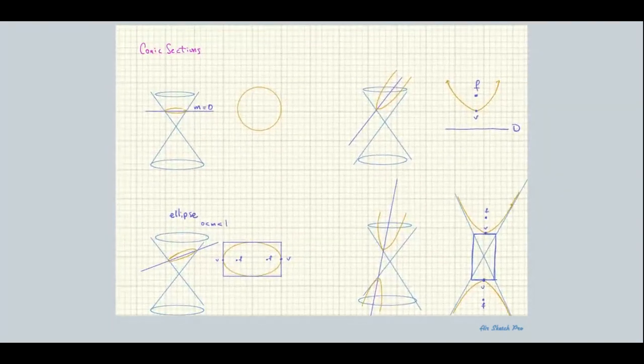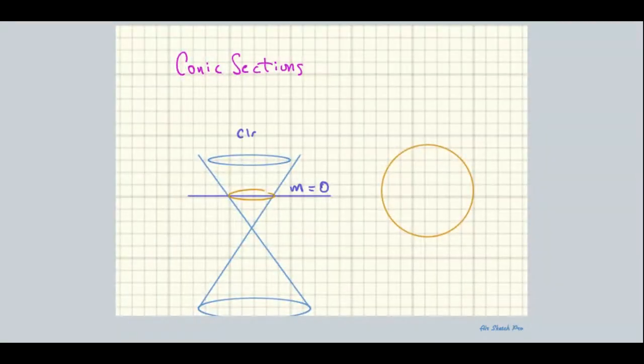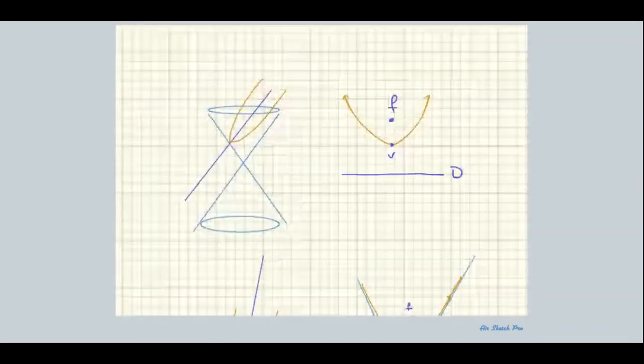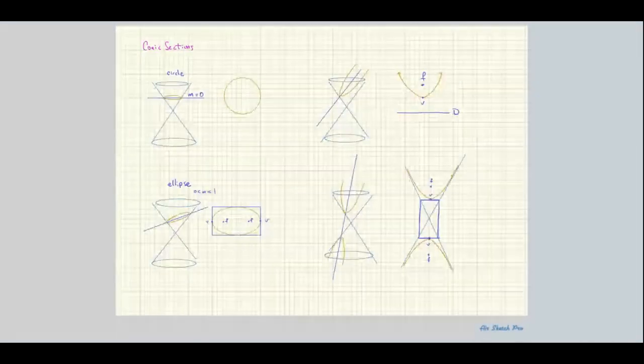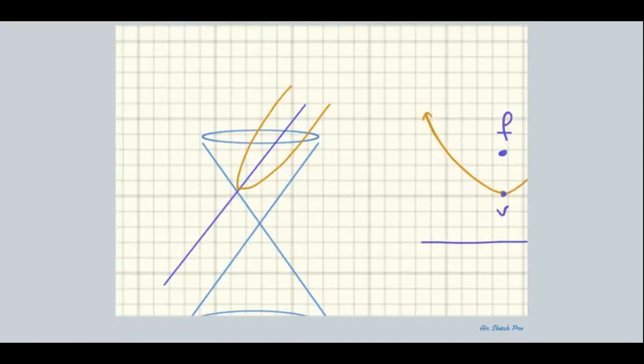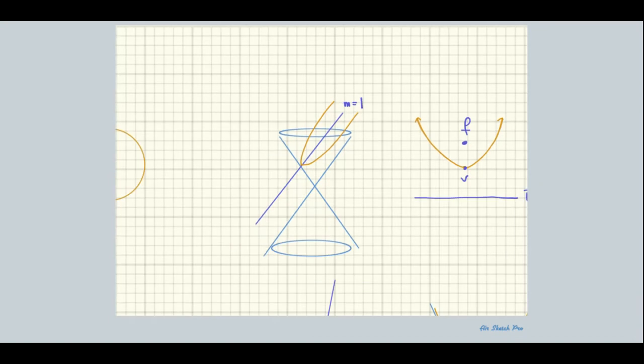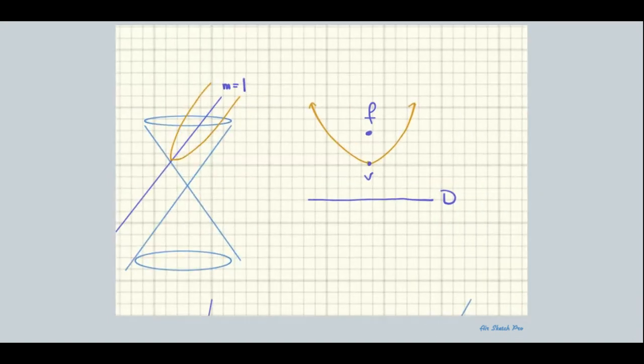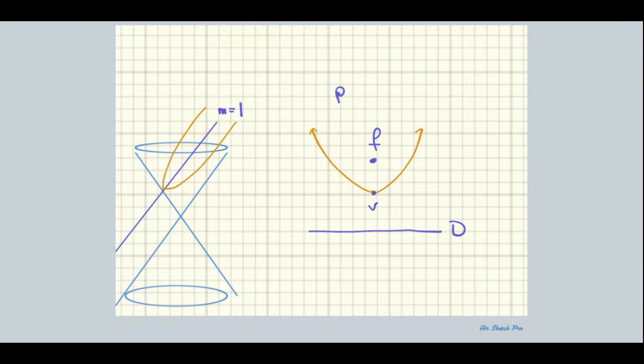As I continue to increase the slope, I will eventually get a slice that comes through with the same slope as the side of the cone, which I'm calling 1. And at that point, the eccentricity is 1, and you end up with a parabola. All of these can be done in terms of a directrix, but in practice, we only work with the directrix for parabolas.